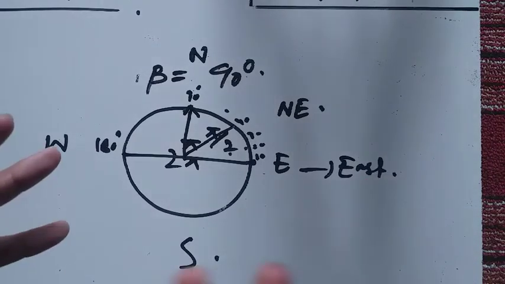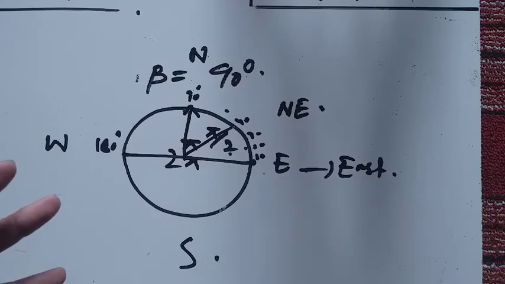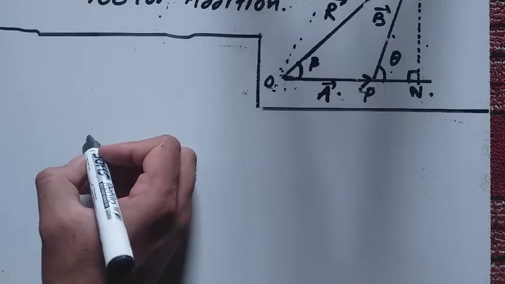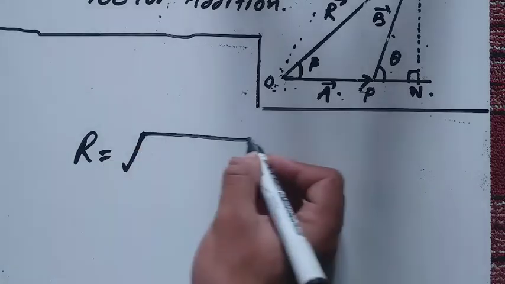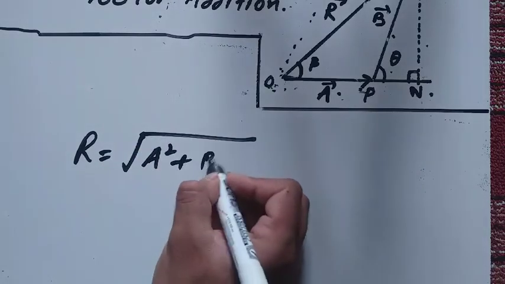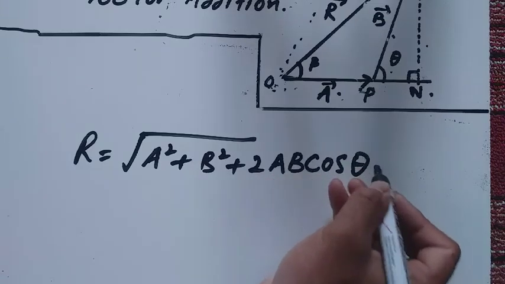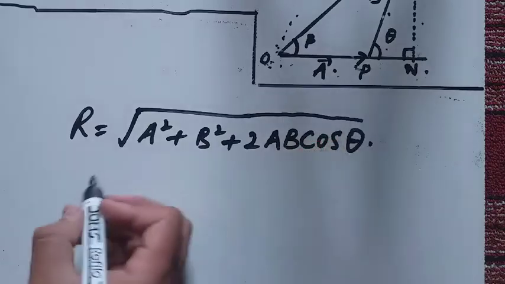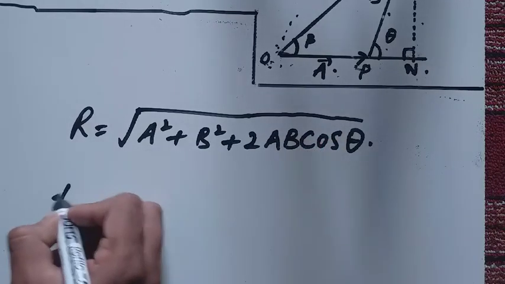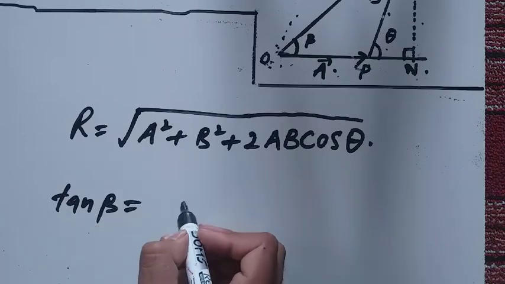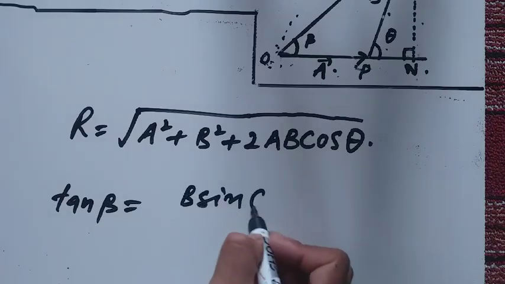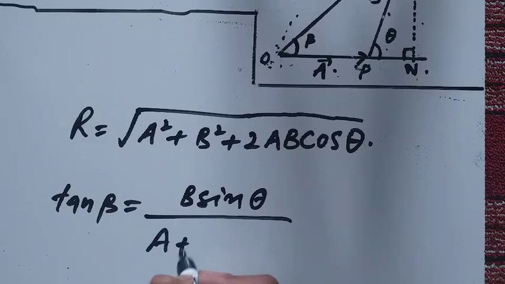All right, this is all about this triangle method of vector addition, how we can find its expression. Now in general, what we get is that the magnitude r is equal to the square root of a square plus b square plus 2ab cos theta, this is whole under root, and the angle is given by tan beta is equal to b sine theta divided by a plus b cos theta.